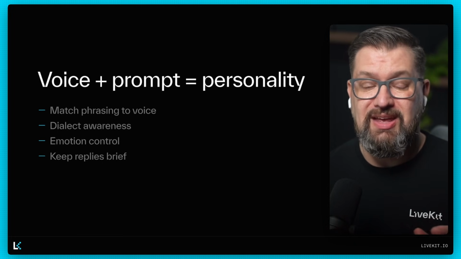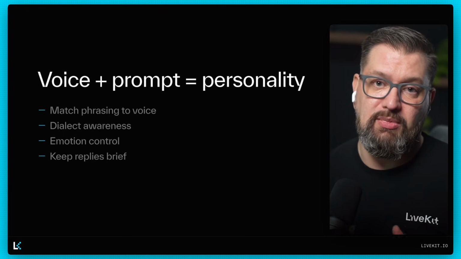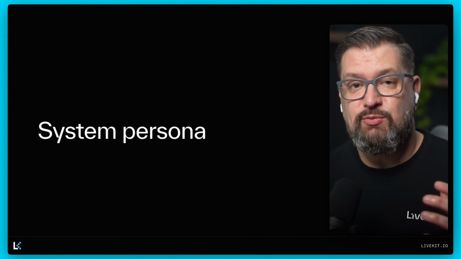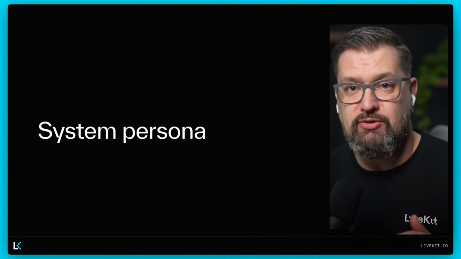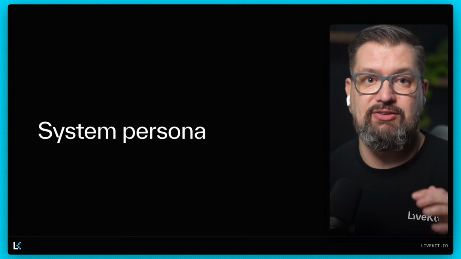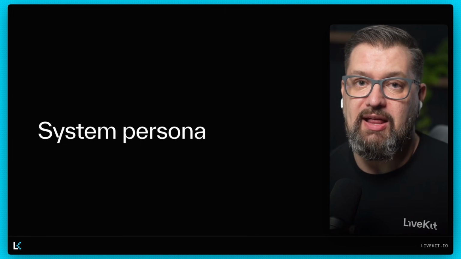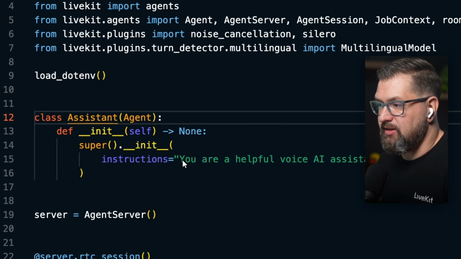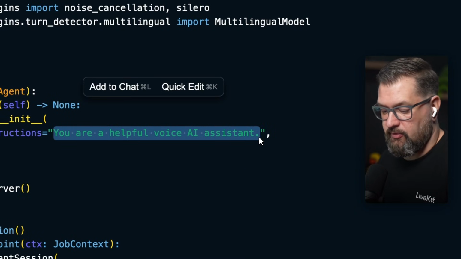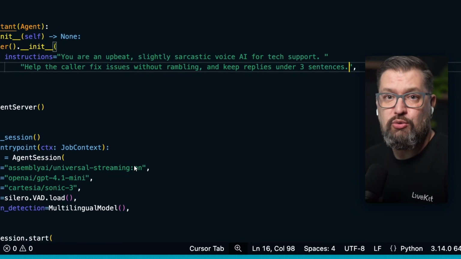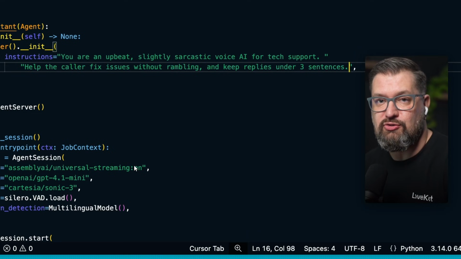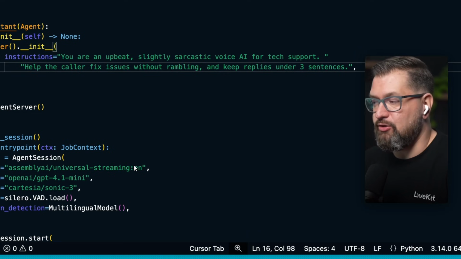The system prompt and the voice work together as a team. They need to complement each other. Now, your system prompt sets expectations for tone and boundaries. So let's update the assistant class with a more specific personality. So back in our agent.py, in the assistant, let's update the instructions. So I'm defining who this agent is. It's an upbeat, slightly sarcastic voice AI for tech support. It helps callers fix issues without rambling and keeps replies under 3 sentences.